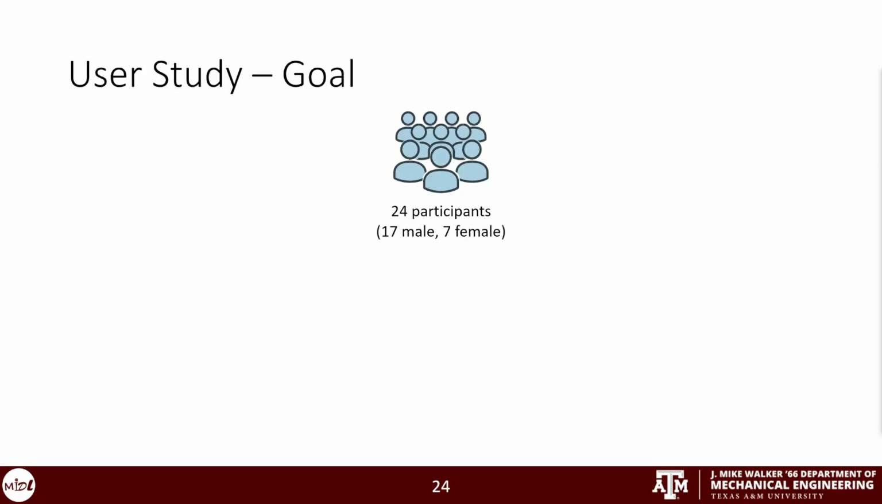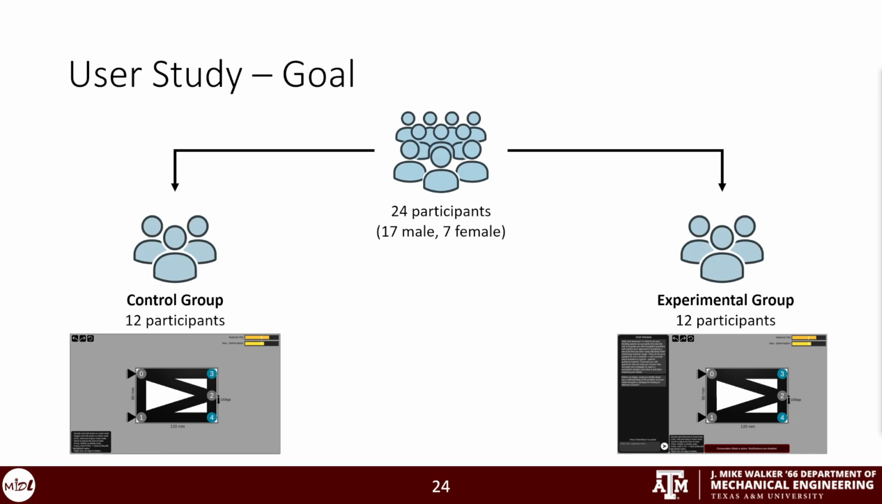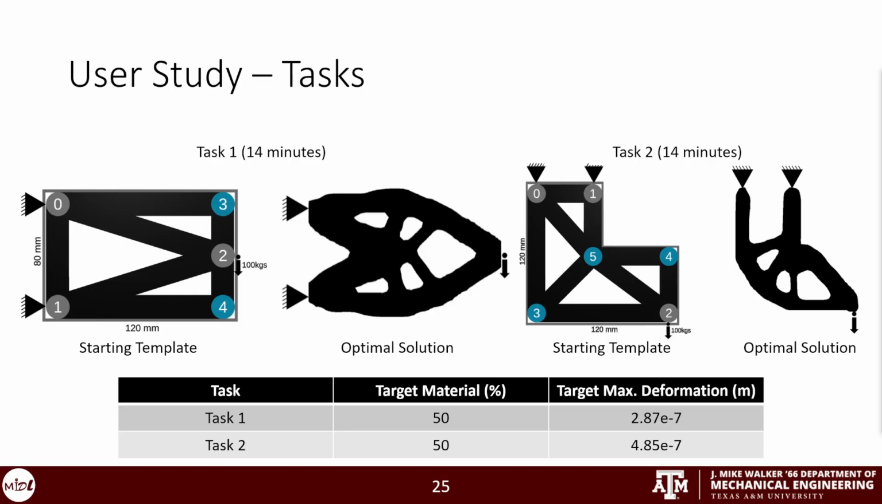To study this, we recruited 24 participants with backgrounds in engineering and related fields, and they were randomly assigned to either a control group that was working independently or an experimental group that was working with an AI agent. Each of them completed 2 design tasks. One was a cantilever beam type task, and the other was an L-shaped bracket design task, and their goal was to meet the target max deformation and material objectives. They were given 14 minutes to complete each of these tasks, and after the task, they completed post-study surveys and provided their open-ended feedback. Overall, the study took around 60 to 75 minutes to complete.